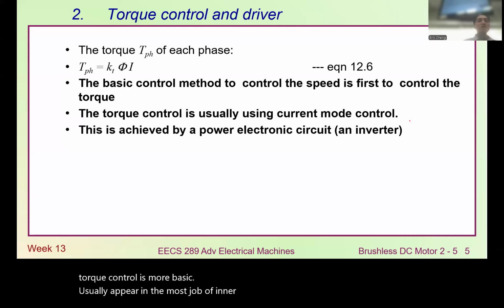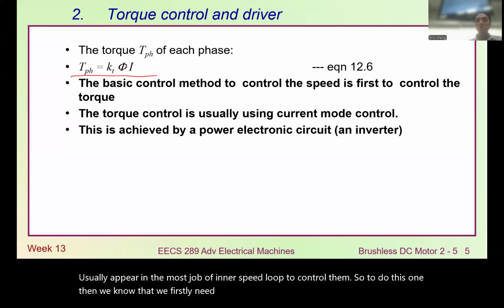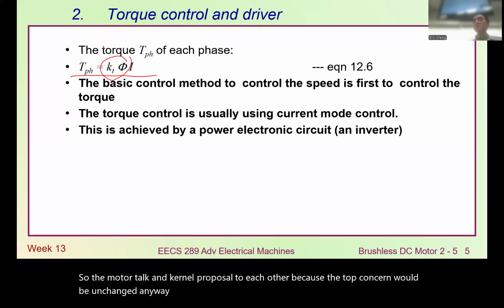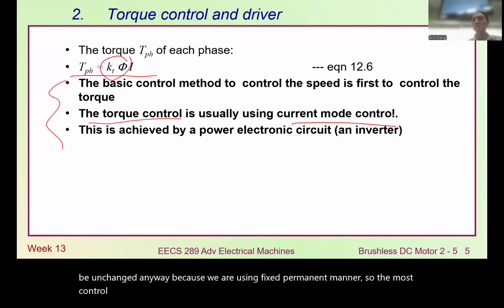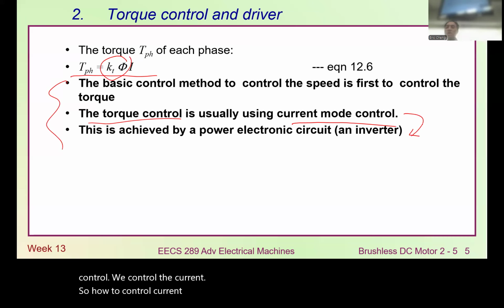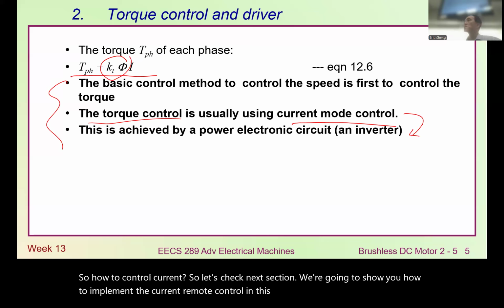So to do this, we know that we firstly need to control the motor current. The motor torque and current are proportional to each other, because the torque constant will be unchanged anyway, since we are using a fixed permanent magnet. So most control methods for torque control are mainly the so-called current mode control. We control the current. So how do we control the current? In the next section, we're going to show you how to implement current mode control in this kind of brushless DC motor. So we go through it.